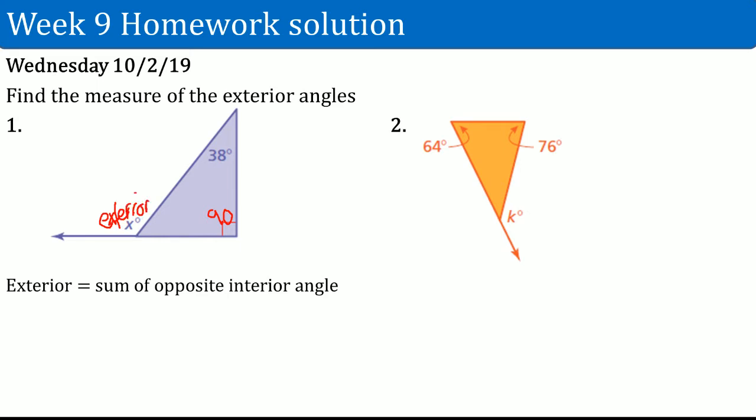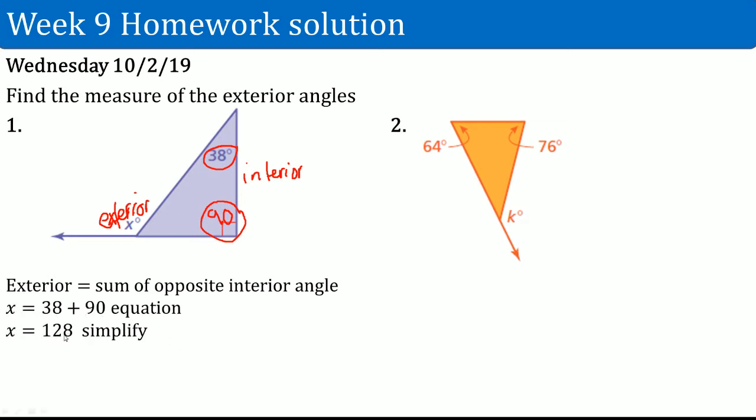And these are your two interiors. These are your interiors right here. So the exterior is equal to the sum of the two opposite interiors. These are your two opposite interiors. So the equation should be x is equal to 38 plus 90. 38 plus 90 is equal to 128. There you go. It is that simple.